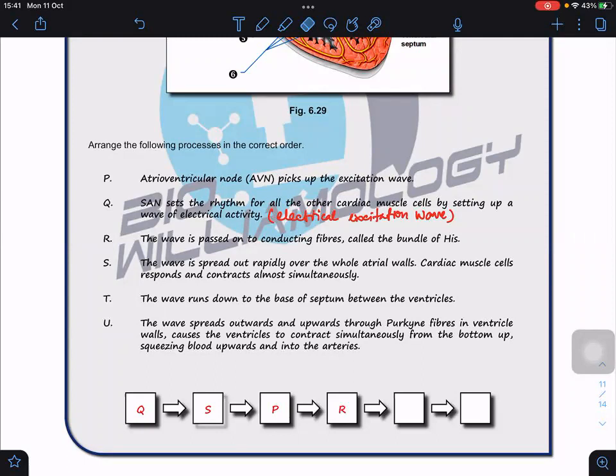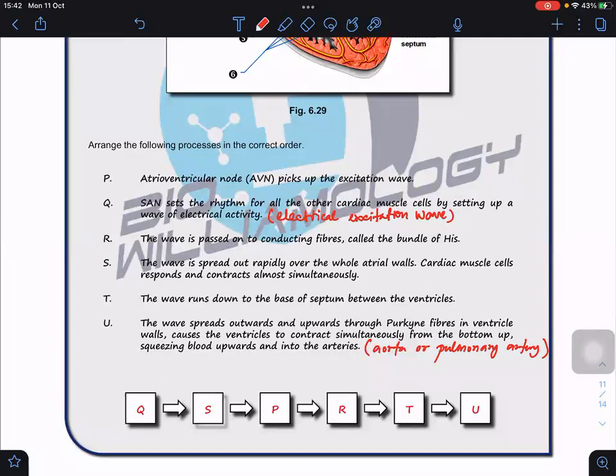The bundle of His then goes down. The wave runs down to the base of the septum between the ventricles, and then spreads outwards and upward through the Purkinje fiber in the ventricle wall, causing the ventricles to contract simultaneously from the bottom up. This empties the blood upwards into the artery, which is the aorta or pulmonary artery.